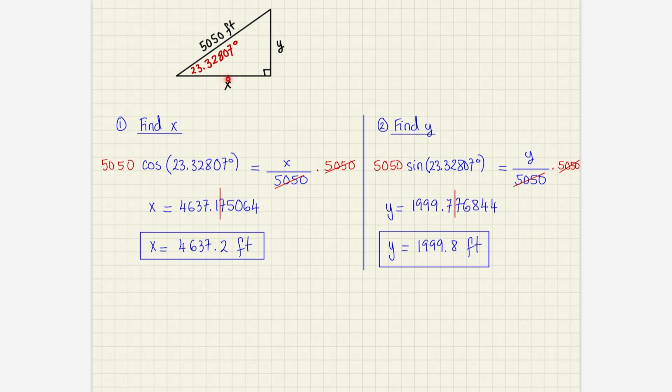So the cell phone is 4,637.2 feet east and 1,999.8 feet north of the first tower. And the cell phone is also 1,999.8 feet from the highway.